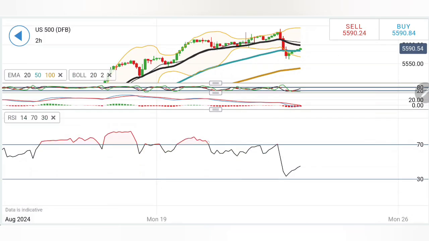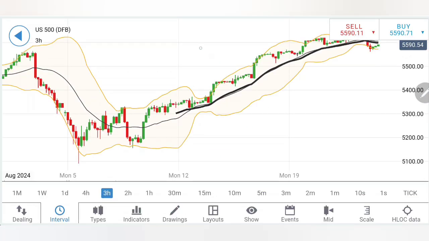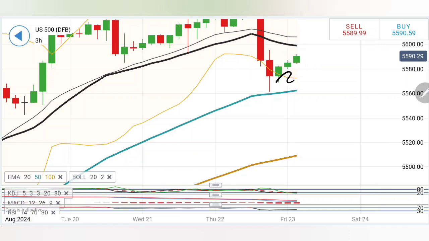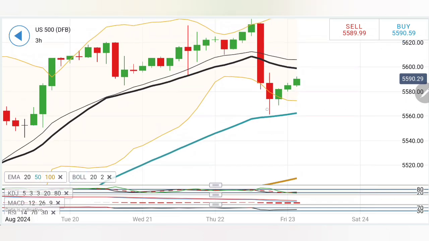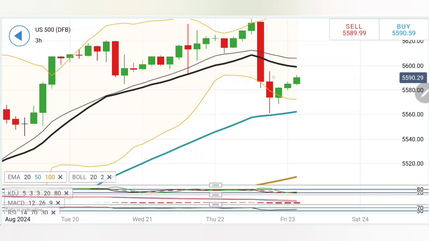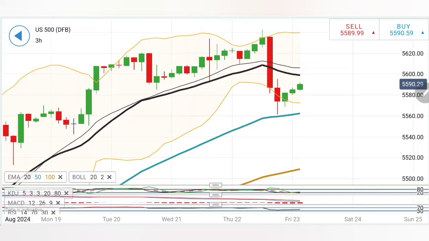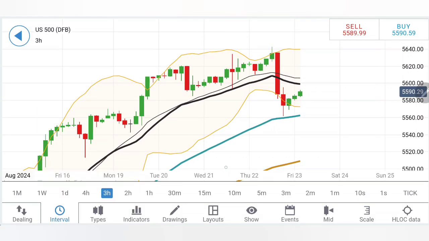Stochastic rising, MACD bearish, RSI rising. On the 3-hour charts, you can see this. See, higher lows are seen, higher highs are seen. It can keep moving towards 5600 at best. In fact, I can look forward to the 5610, 5620 zone as well, but I can say that this is definitely going to be difficult to break past.